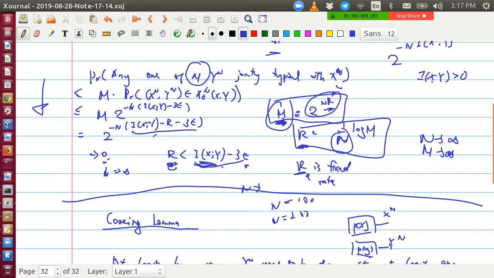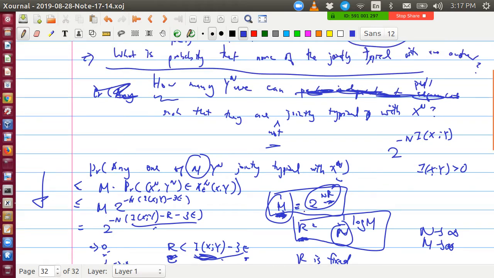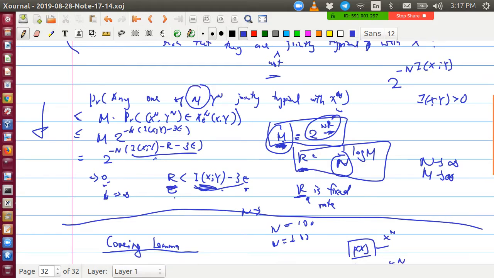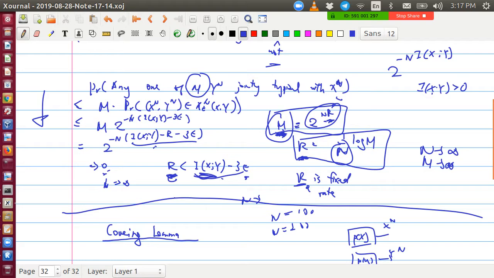The way I ask this question is to let you think intuitively, but don't forget that the number depends on how many sequences we can pack such that none of them will be jointly typical with xn. It depends on n and actually goes exponentially with n. So we have to define this R here.